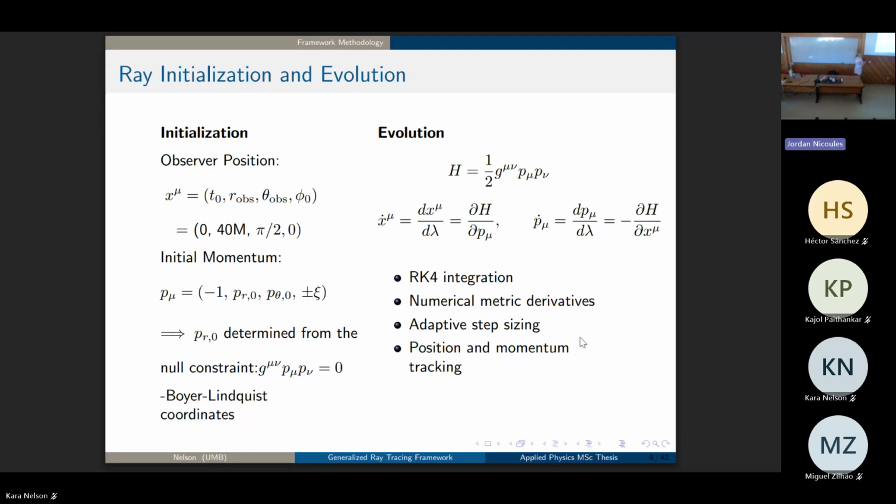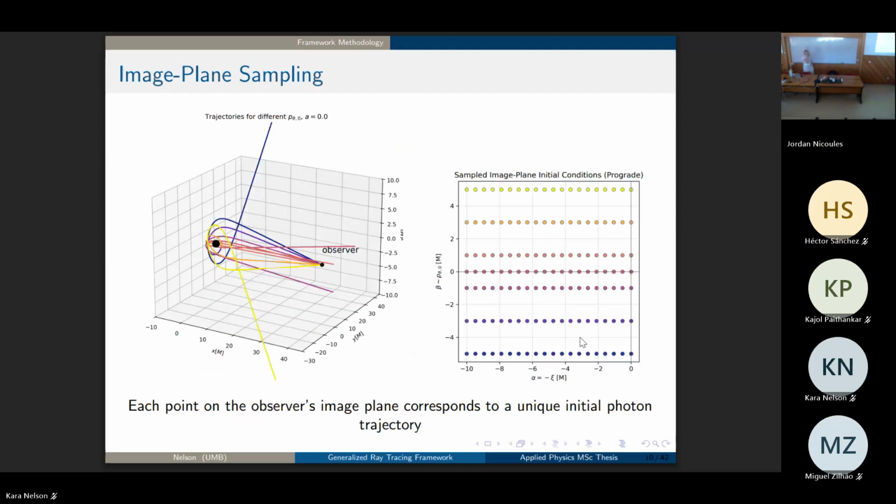And then, like I said, we track position and momentum, and I'll be showing some plots of that, which I've actually found people finding really interesting. It's just a different way of looking at the same results that everybody knows. So very quickly, just to go over this image plane sampling so you guys can have it in the back of your head. We test different beta values and also different alpha values. By changing these initial momenta, we're going to be able to sample different parts of the image plane.